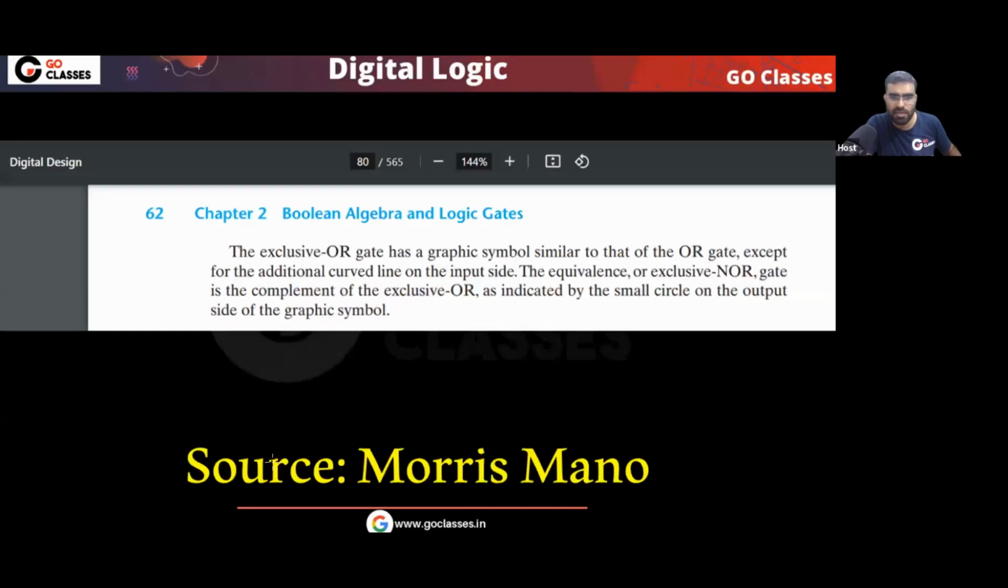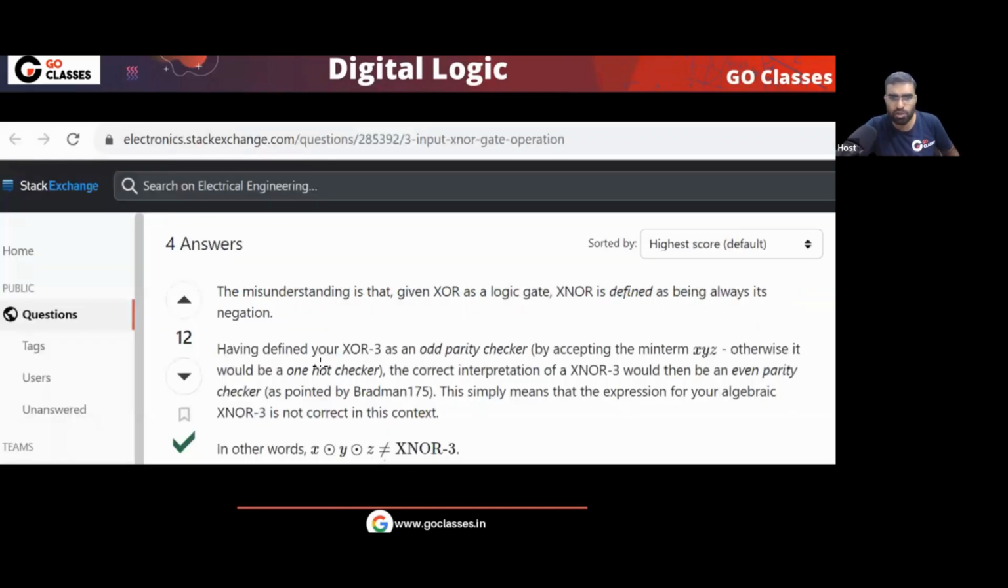You can see this is given in the Morris Mano also. You can read this. The XNOR gate is the complement of XOR gate as indicated by the bubble. Is this clear? You can also see this from the electronics stack exchange. On this website also, this is given. Here you can see. Very simple point. So remember, XNOR gate is the complement of XOR gate.